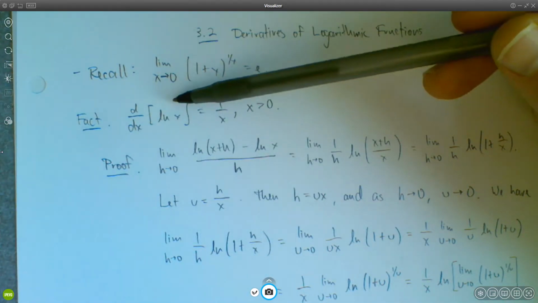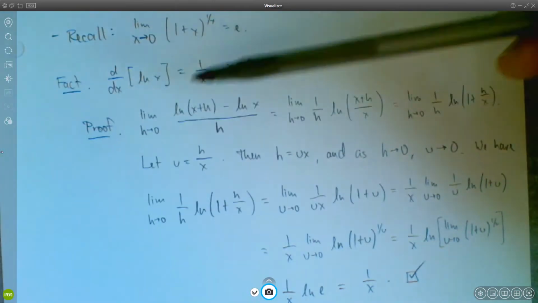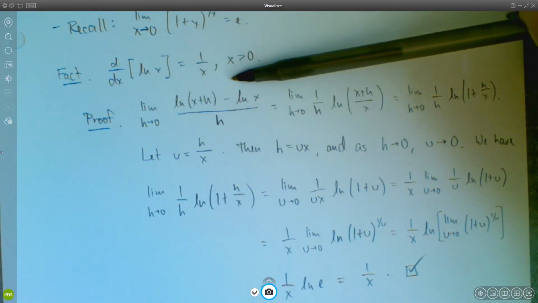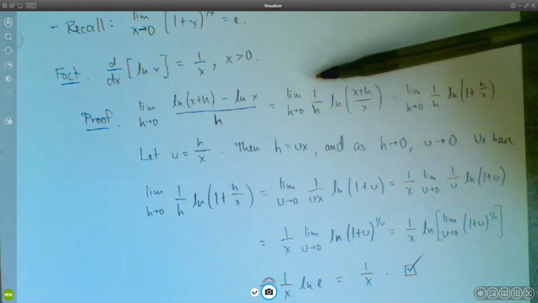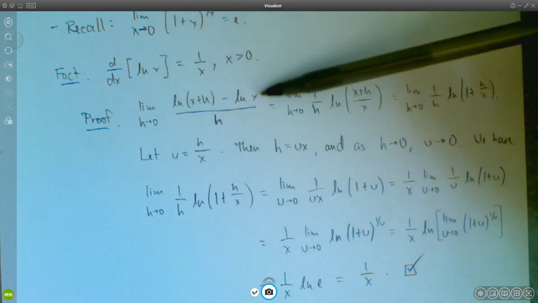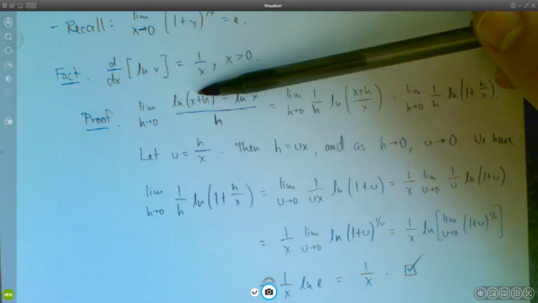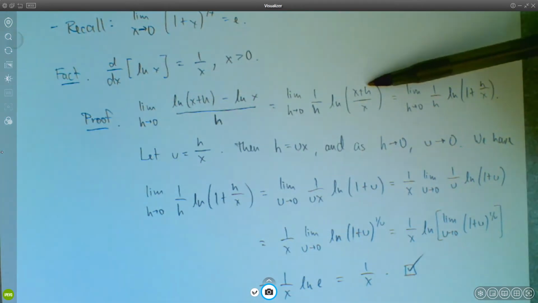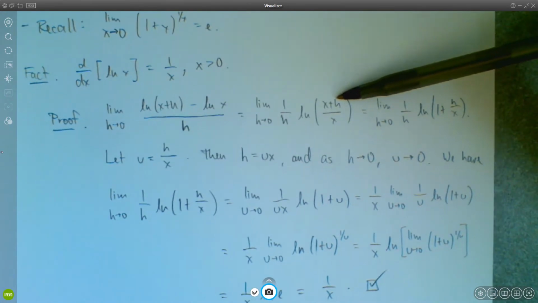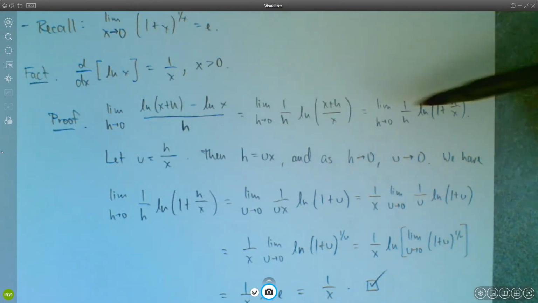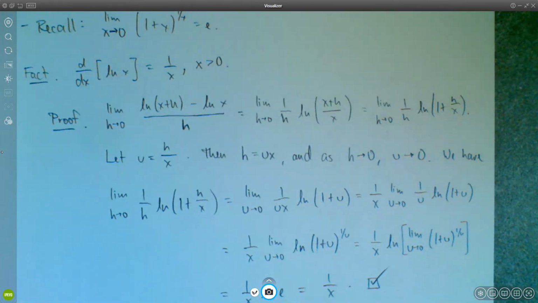So the way that we prove this derivative is we apply the limit definition, okay? And we can factor out the 1 over h. We can use a property of logarithms, the quotient rule, to rewrite this as natural log of (x plus h) divided by x, okay? And then we can reduce that, right? x divided by x is 1. h divided by x, of course, is going to remain h divided by x.